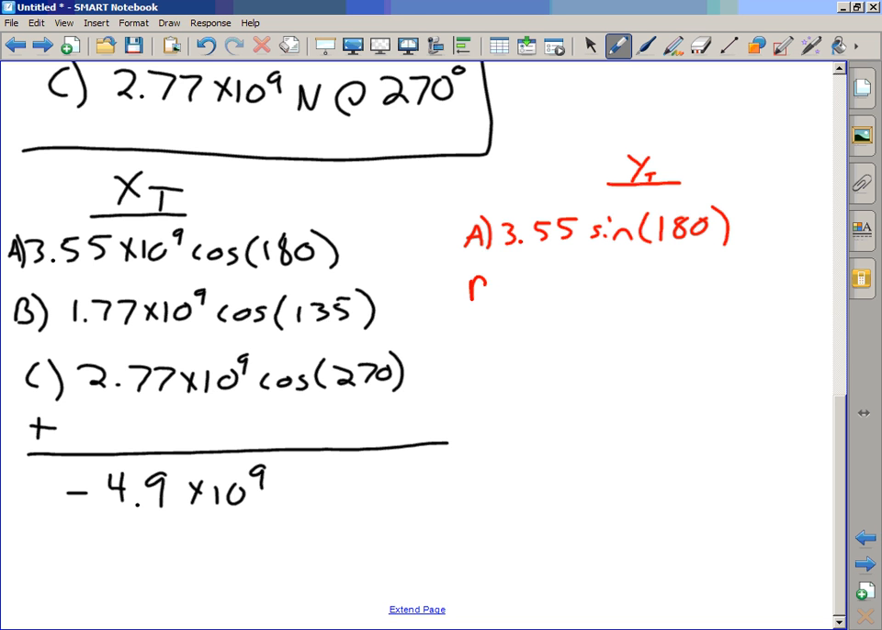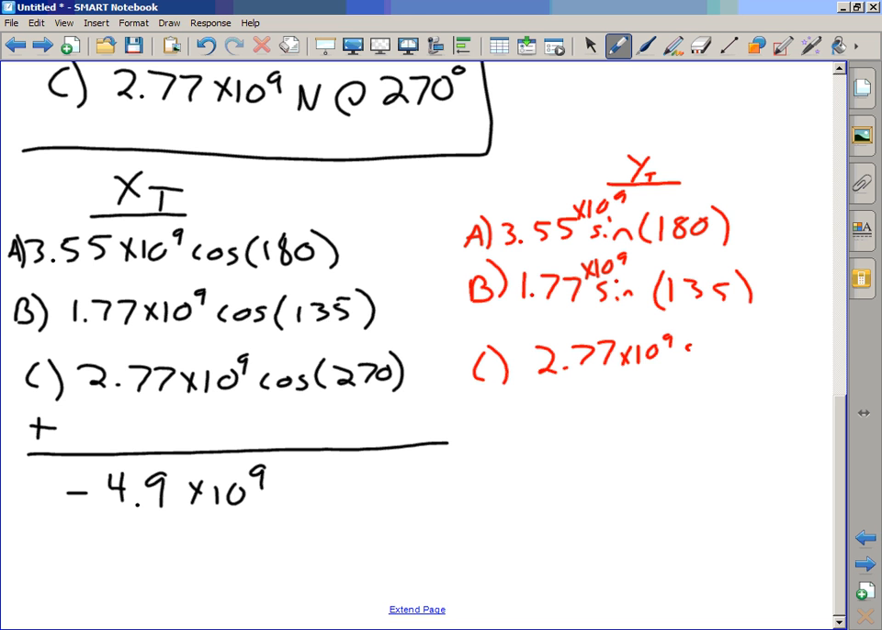My goodness. Let's see. Point 1 is well within the margin of error here. Okay. B, let's see, 1.77. I forgot my times 10 to the 9th here. I apologize for that. Times 10 to the 9th, sine of 135. And then C, 2.77 times 10 to the 9th, sine of 270. Okay. Arguers, what is it?